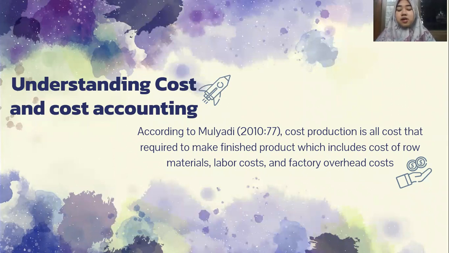Understanding cost and cost accounting. According to Mulyadi, production cost is all costs required to make a finished product, which includes cost of raw materials, labor costs, and factory overhead costs.